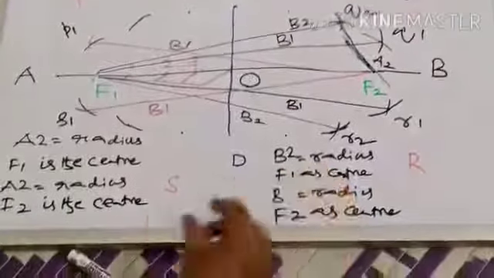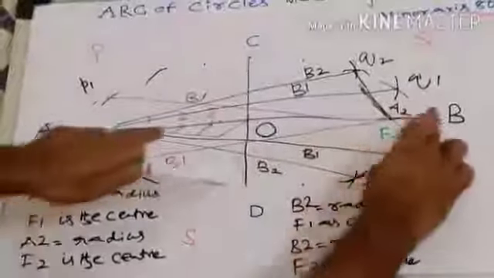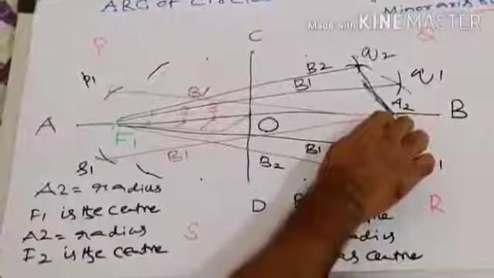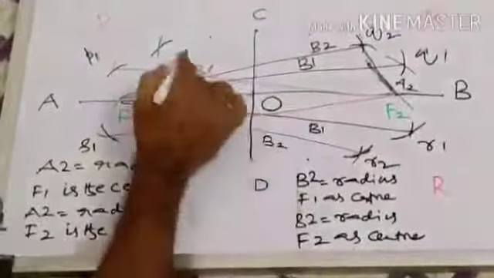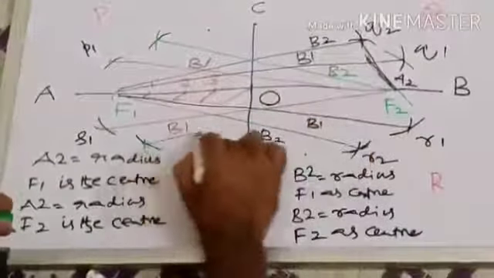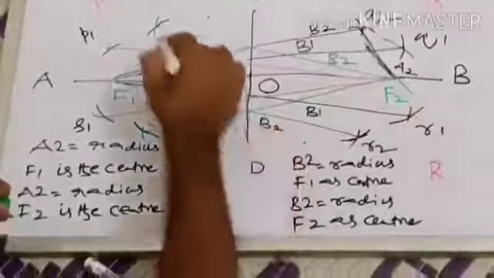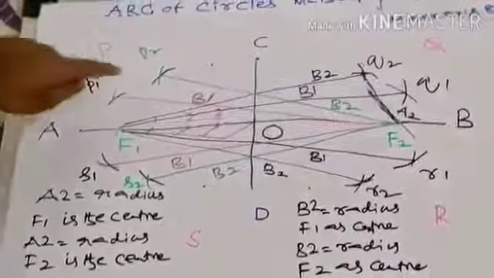Then B2 is going to be the radius, F2 as a center. You have to cut the arc in P portion, arc in S portion. So these two, what is this radius? B2. What is this radius? B2. So therefore you are getting P2 and S2. So finally you are getting P2, Q2, R2, S2.